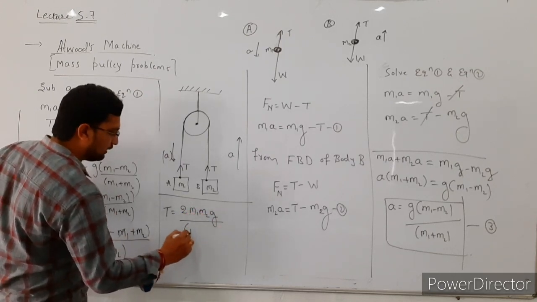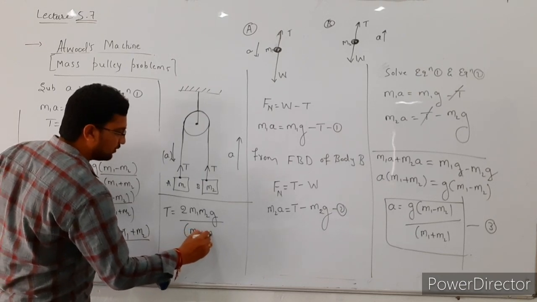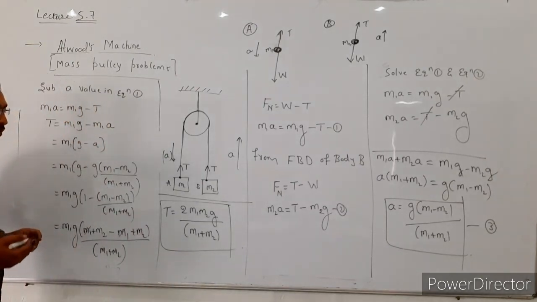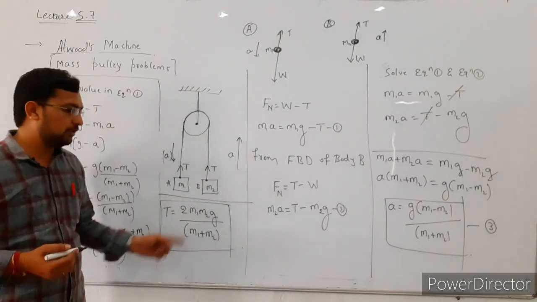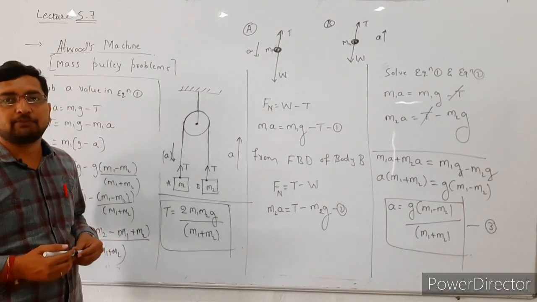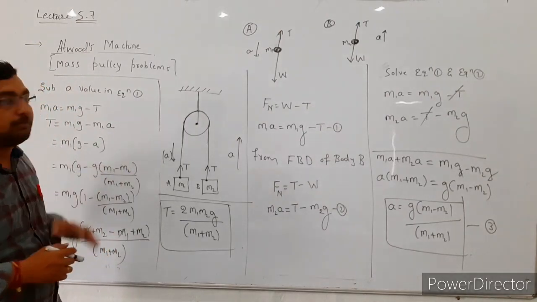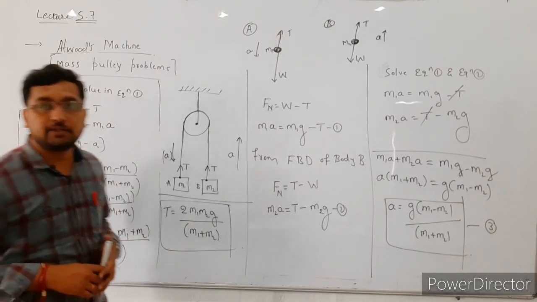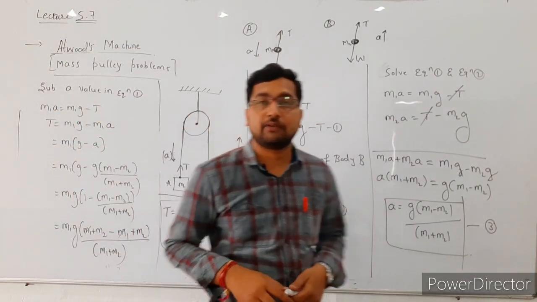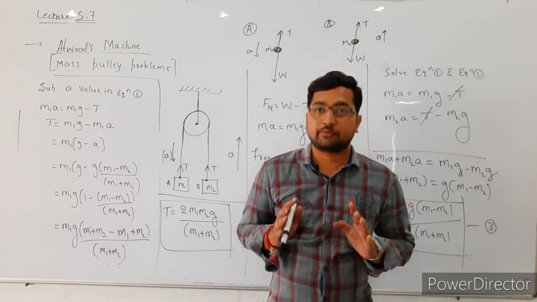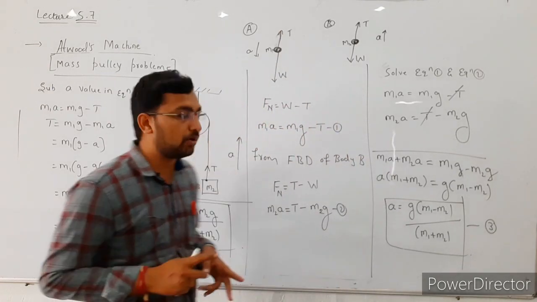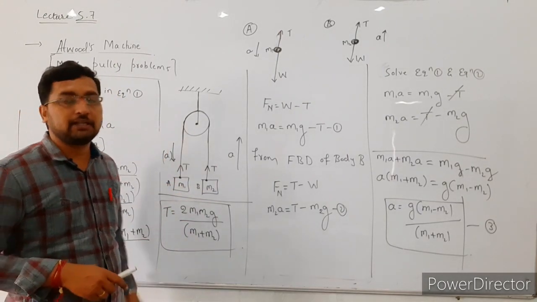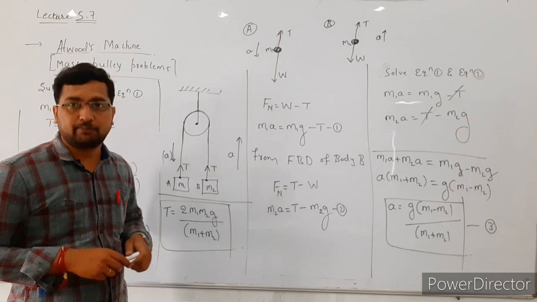by M1 plus M2. So this formula is used to find the tension inside the string, that is T is equal to 2 M1 into M2 into G divided by M1 plus M2. So this is about the Atwood machine or mass pulley problem. See here, the Atwood machine is used to determine the acceleration due to gravity at a given place, and it is a very simple machine. It consists of two bodies of masses M1 and M2 connected with the help of a light string that is passing over a frictionless pulley, right?